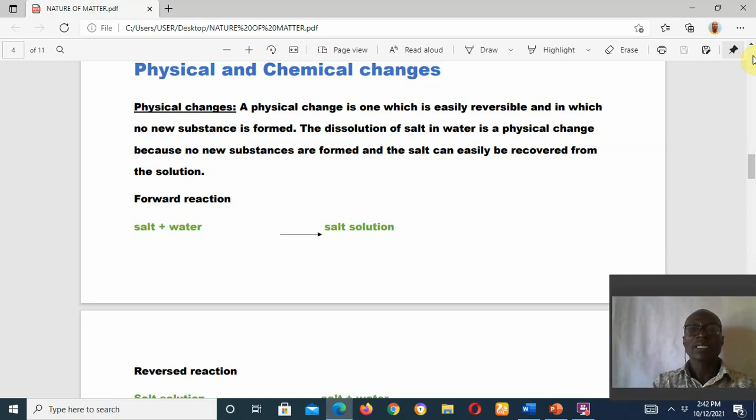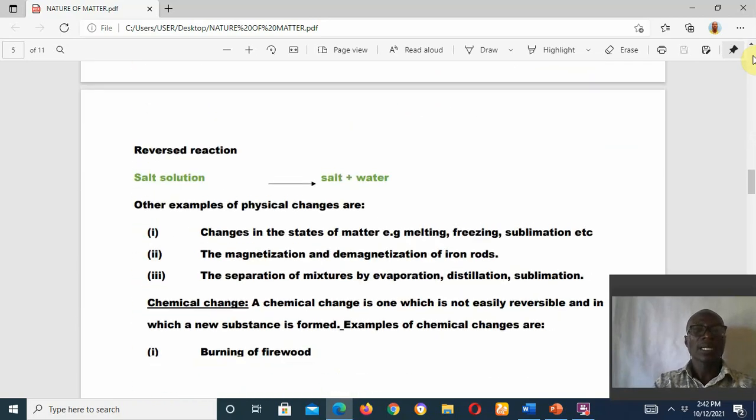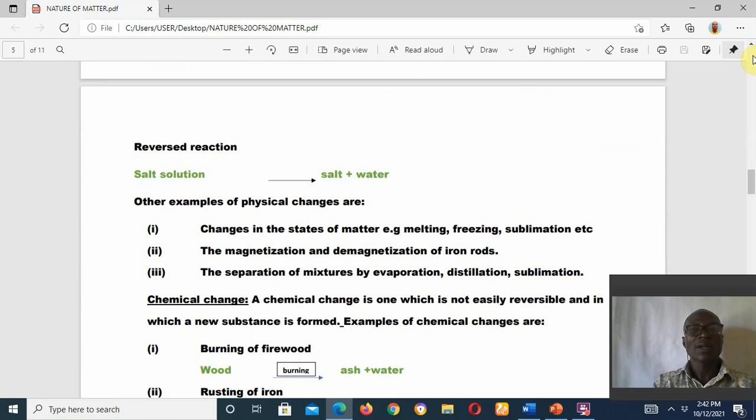That is to say, the whole procedure can be reversed to form the reactant. So the product can be reversed to form the reactant, much as the reactant moves forward to form the product. So the dissolution of salt in water is a physical change. Now, the reversible reaction is that when the salt solution is heated, then the water will evaporate and our salt will be left behind.